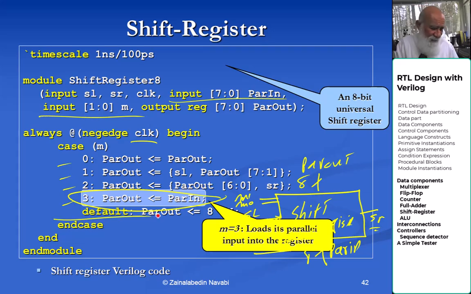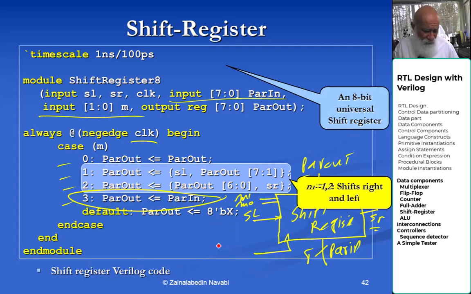Default means that just in case none of these cases are true, M is not 0 0, 0 1, 1 0, or 1 1. How can it be not true? Well, if, for example, it has a bad value, it has an X on it, it has a Z on it, then none of those are true, and therefore in such a case, what you want to do is just do nothing, or reset it to 0, or do something that indicates that an error has happened.